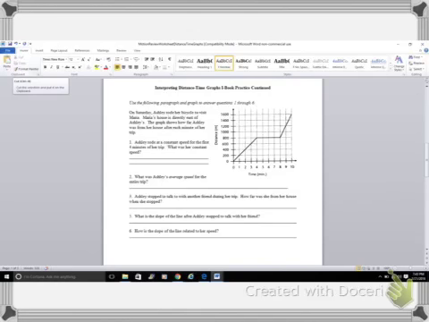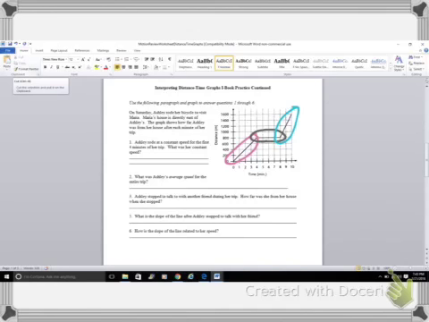If I notice, I can break it down into 3 parts. I can look at this part here as one part of my graph, this part here as another part of my graph, and then I can look at this part here as one part of my graph. So let's talk about what we notice.